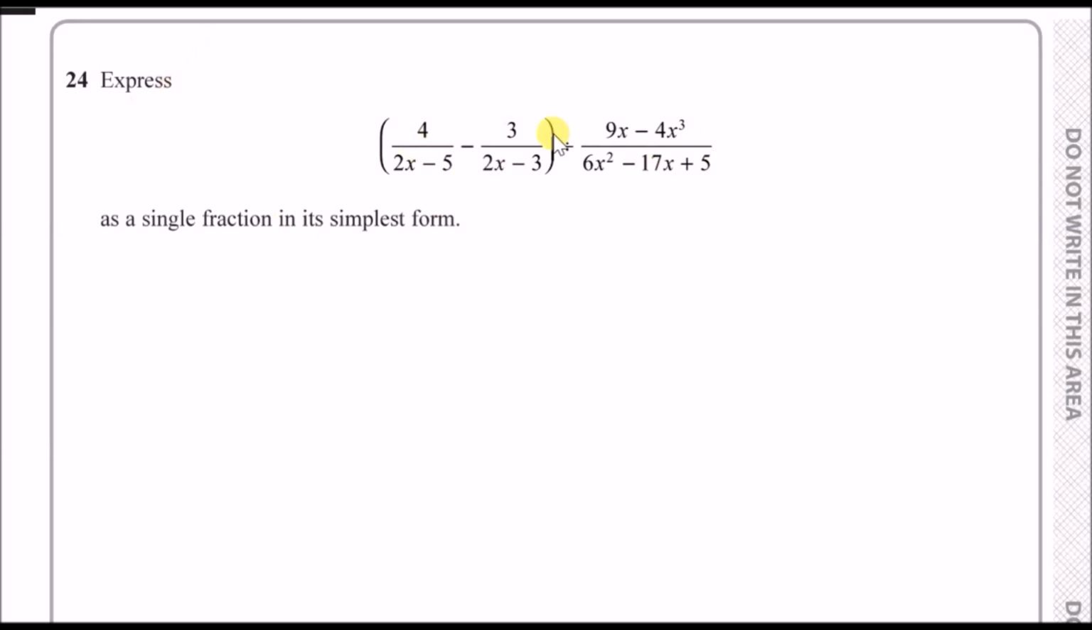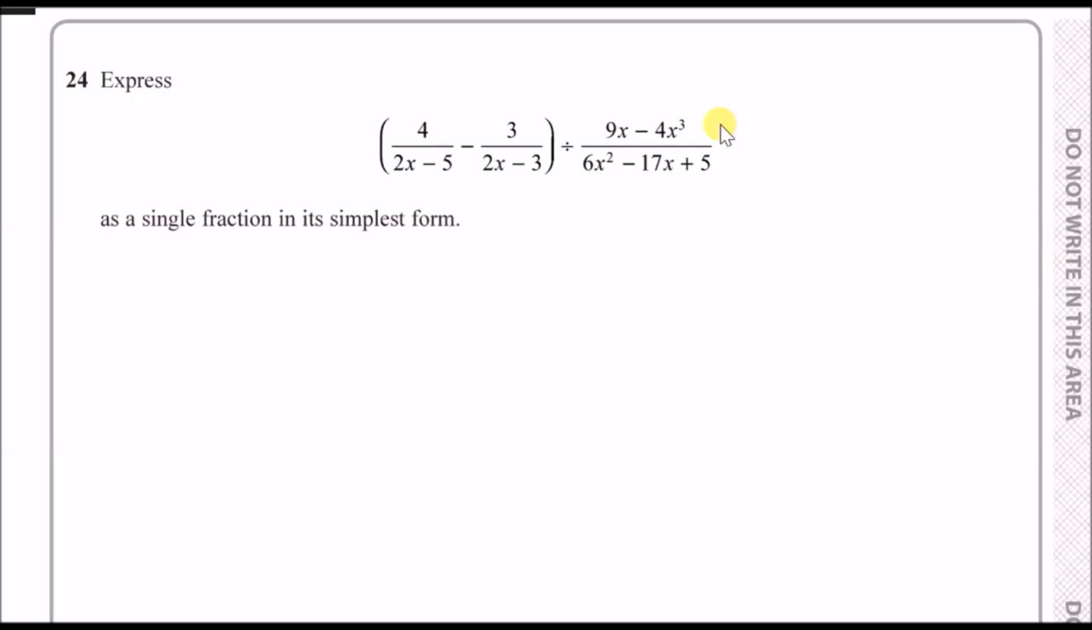Okay, number 24. Express these fractions here as one single fraction in its simplest form. Okay, so when you guys look at algebraic fractions, it does look a little bit intimidating if you're not too sure. But there's always an easy way to do this if we just try and follow the fraction rules.